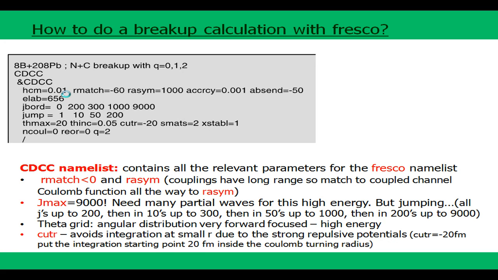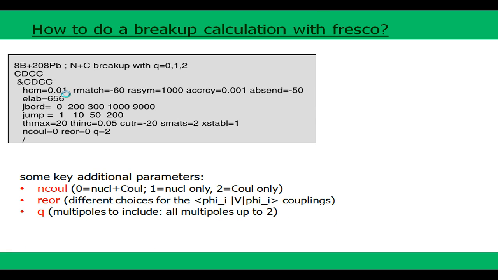There's an additional line, and that additional line is the one that's really critical for the type of calculation you want to do, and so I give it a whole slide. So this line has the physics of what's included in this calculation. NCoul is a switch that allows you to either include both Coulomb and nuclear, or just Coulomb or just nuclear, depending on its value. REOR are different choices of the couplings. So you've got coupled channel equations.